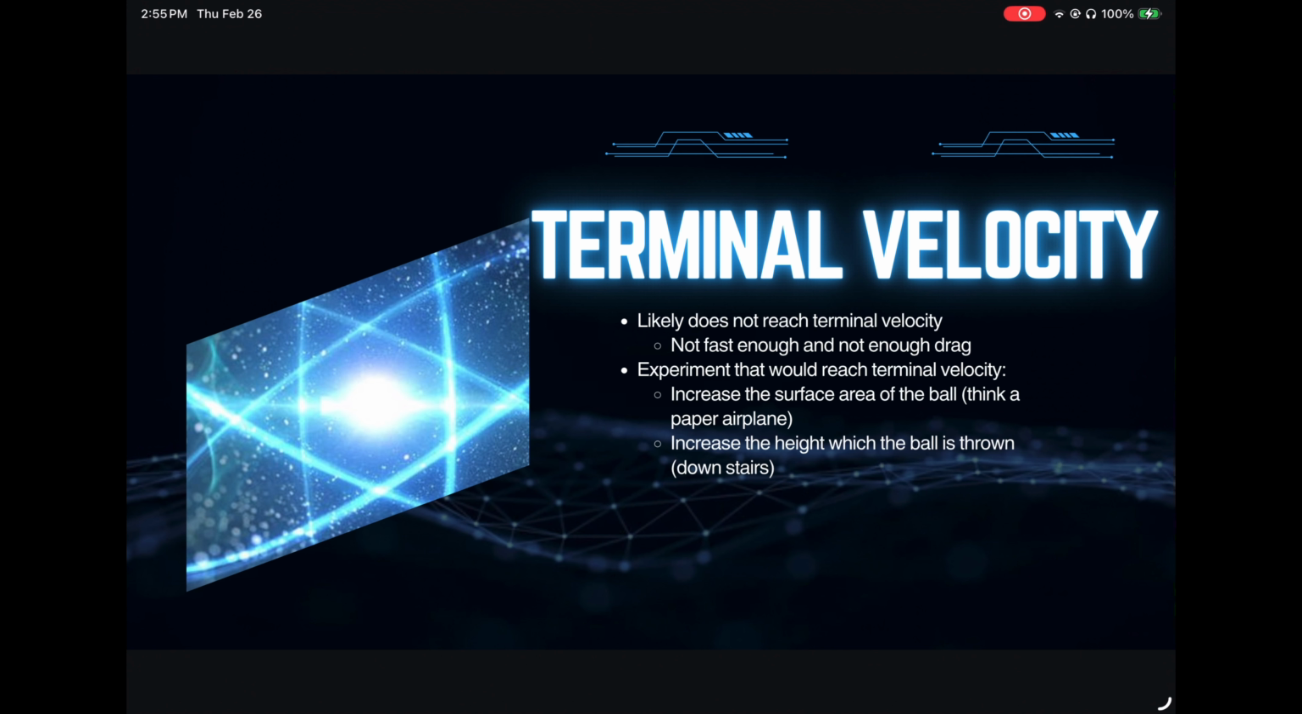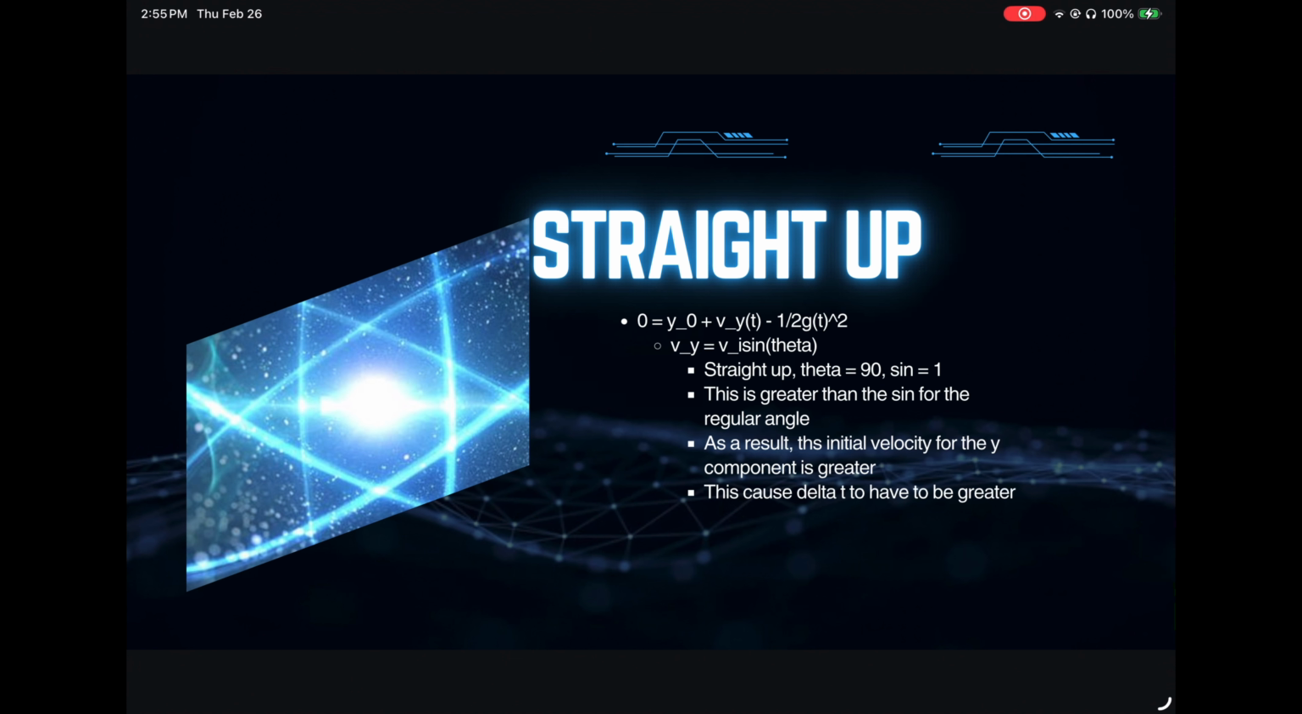And then what if we threw it straight up? So this would actually hit the ground second, because it is at a higher angle. This higher angle gives us a theta of 90, and then our sine is equal to 1. Since the sine is greater than for the regular angle, our y component of velocity is going to be greater, and then as a result, we are going to see the ball drop down at a much slower rate in comparison due to the position update formula.